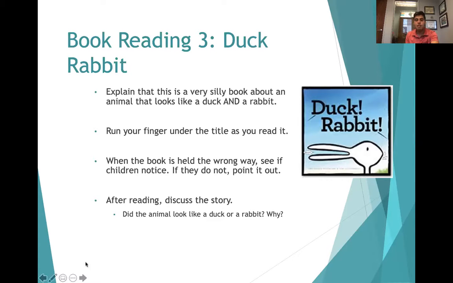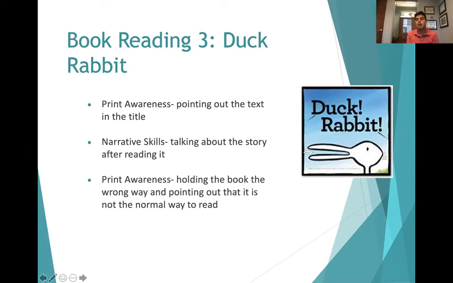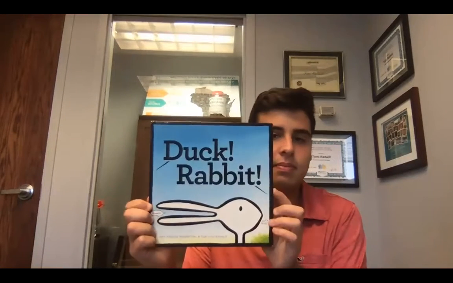In terms of the skills, it covers print awareness, pointing out the text on the title, and holding the book the wrong way, and pointing out that it is not the normal way to read. There's a right way for a book. Books are not held this way; they're held this way. Narrative skills, also talking about the story after reading it with that question. Did the animal look like a duck or a rabbit? Why? So here is the book, Duck Rabbit.